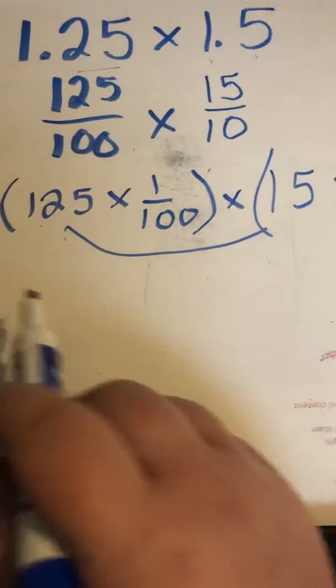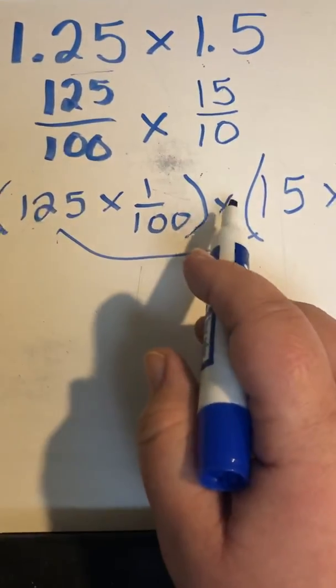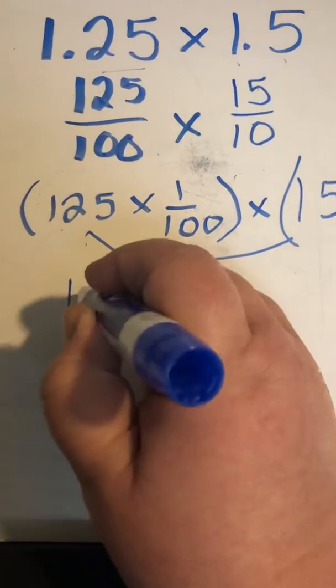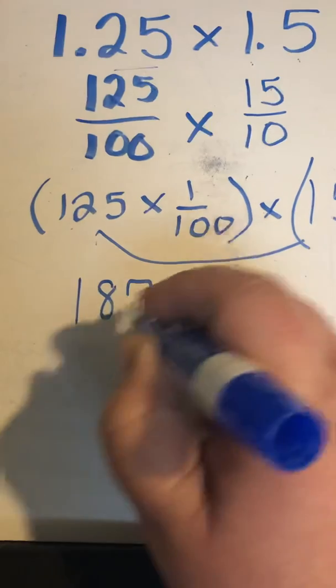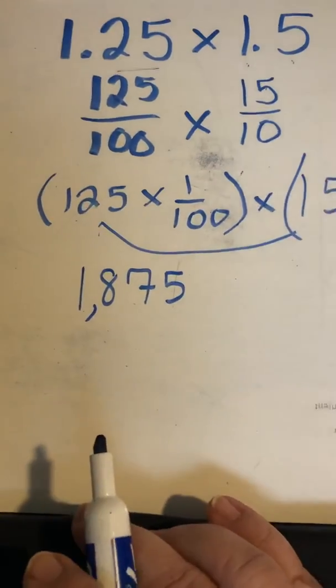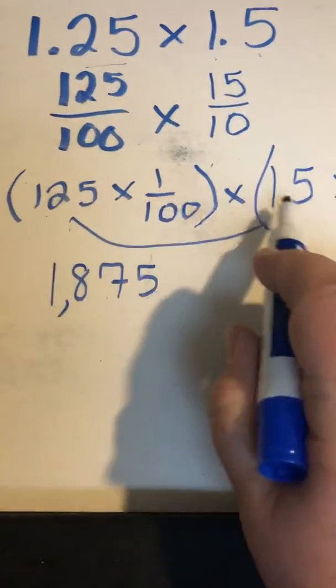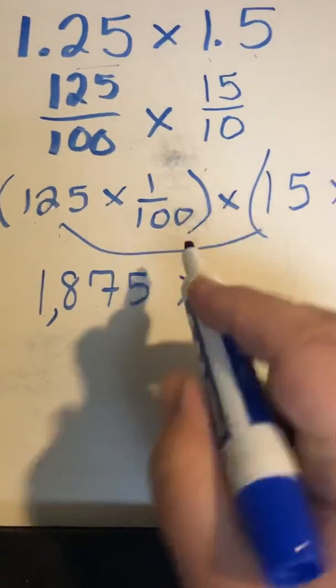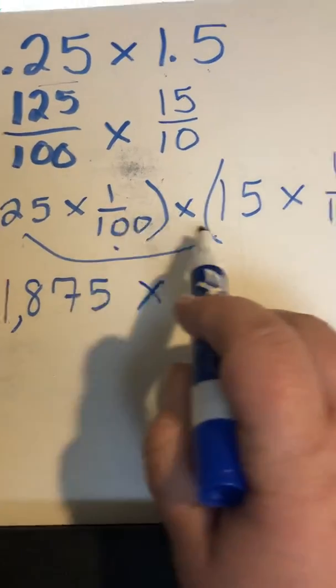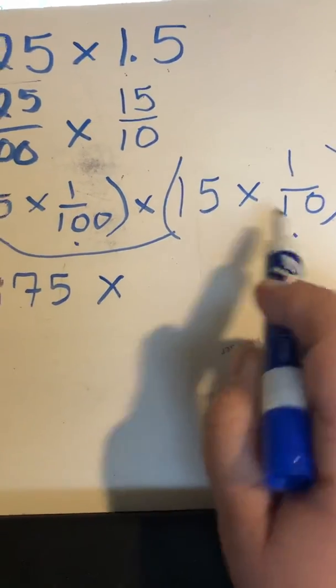So I'm going to do 125 times 15, which I'm not going to do the work for you. I'm just going to show you what the answer is. You can do the work on your own. So my answer to 125 times 15 is 1,875. I'm then going to do 1/100th times 1/10.